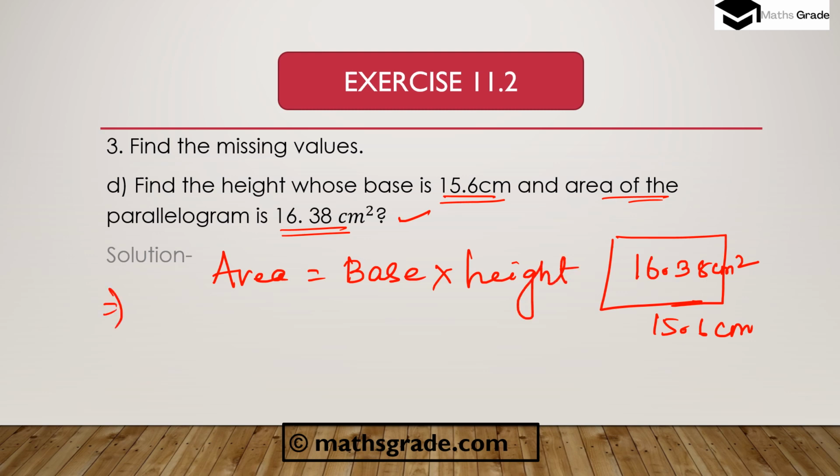We have to find the height of the parallelogram. So height will be area divided by base. Here, area is base multiplied with height. So when this base is transposed to the left hand side, this multiplication changes to division. So it will be area divided by base.